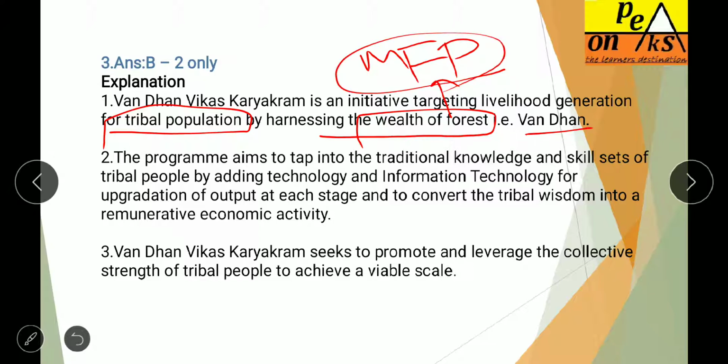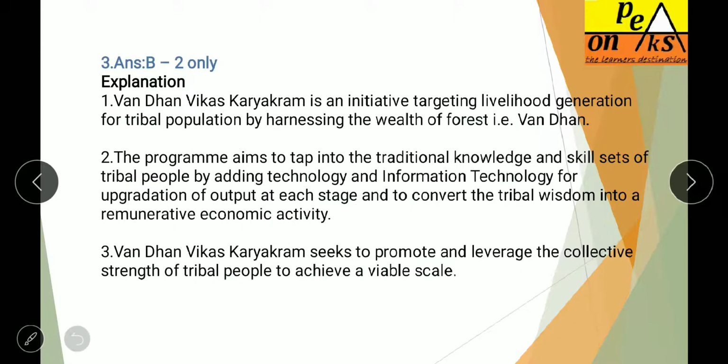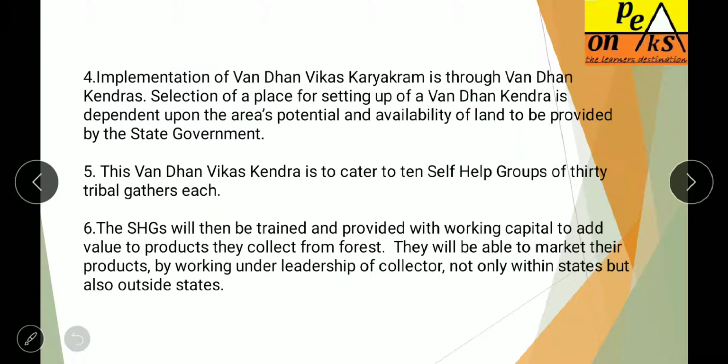The programme aims to tap into the traditional knowledge and skills of tribal people by adding technology, information technology, for upgradation of output at each stage and to convert the tribal wisdom into remunerative economic activity. This scheme seeks to leverage the collective strength of the tribal people to achieve a viable scale. That means this scheme is implemented through the Vandhan Vikas Kendras.